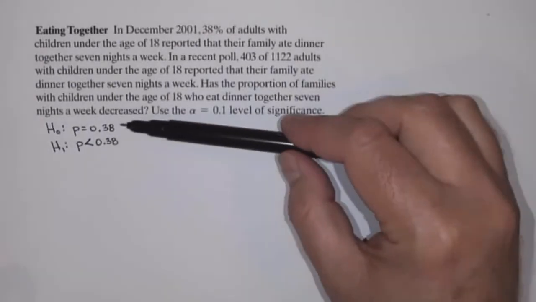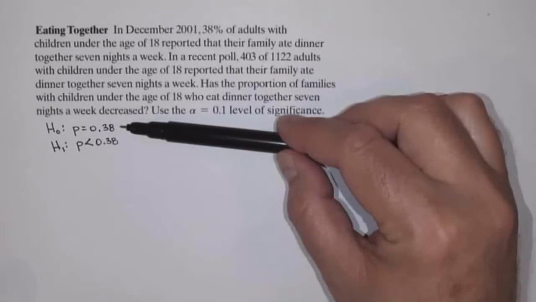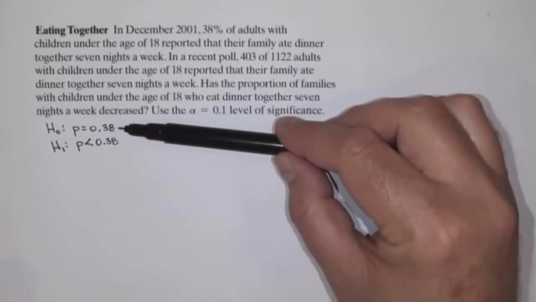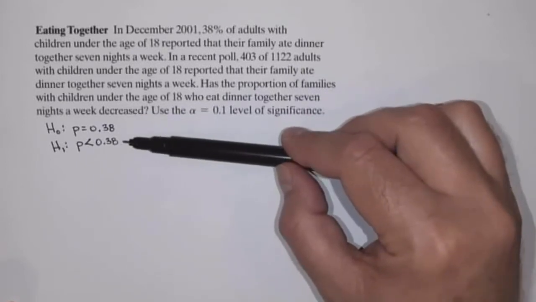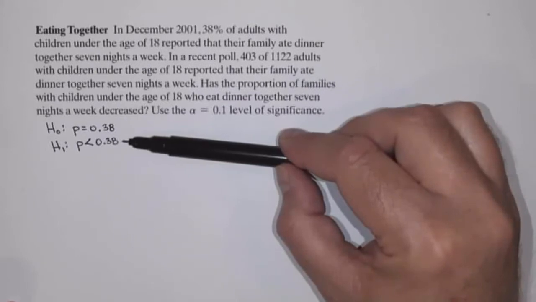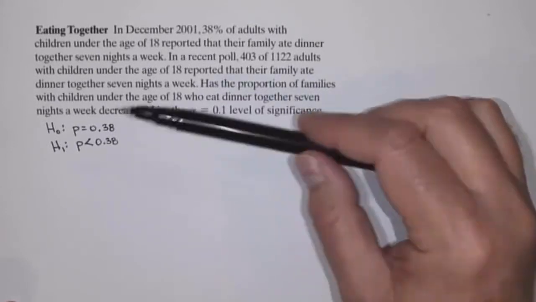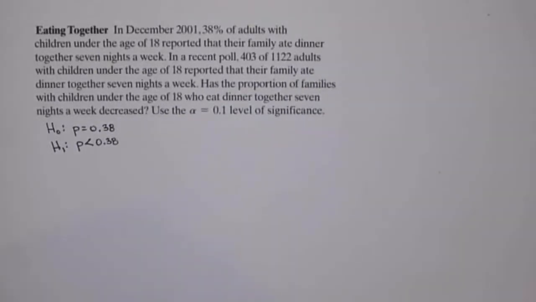So what I'm really saying with the null hypothesis is that the proportion of families that eat together 7 nights a week is still 38%. And then the alternative is that the proportion of families that eat together 7 nights a week is now less than 38%. That's what I'm saying with this null and alternative hypothesis.